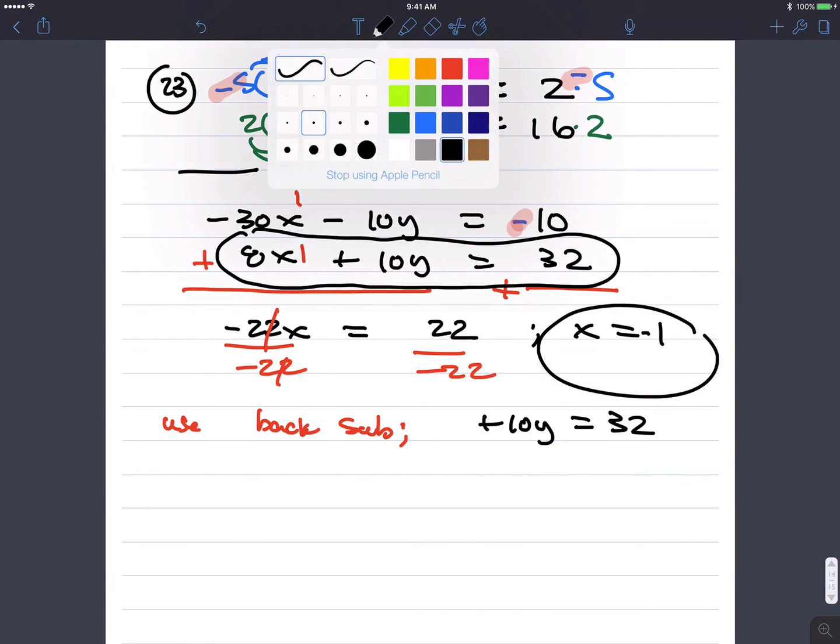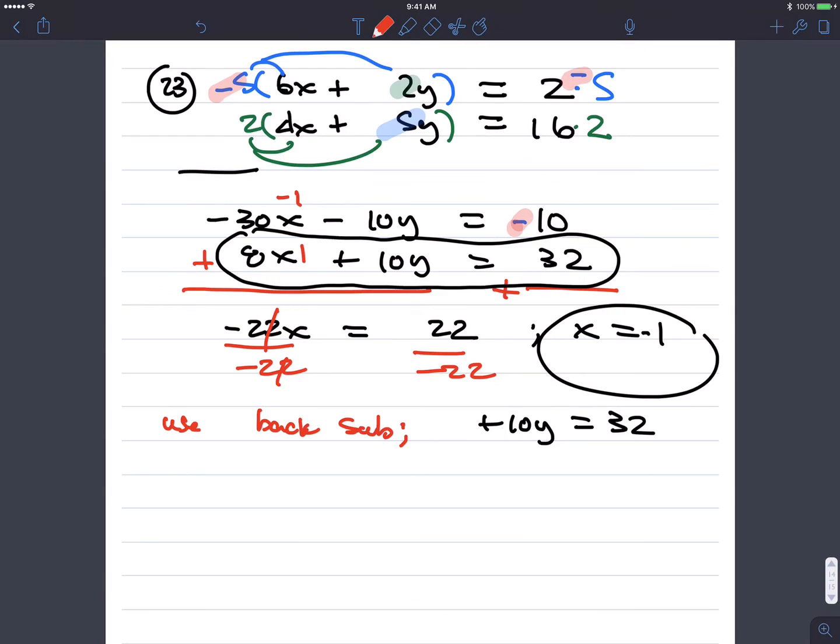So if x is negative 1 here, the reason x is negative 1 is because negative 10 plus 32 is positive 22. And now when I go use back substitution, I get actually a negative 8 here because I got 8 times negative 1. And that's going to be equal to 32. Okay, no big deal. Let's solve for y now. We're going to add the 8 to both sides. And we end up with here 10y being 32 plus 8 is 40.